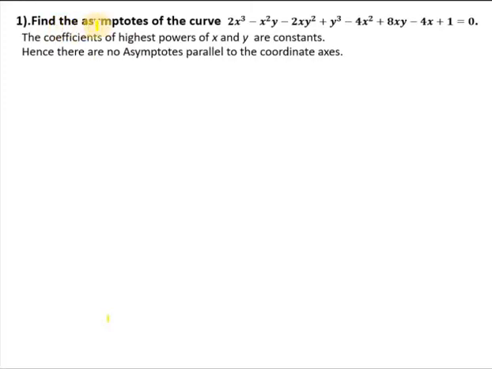First question. Find the asymptotes of the curve 2x cube minus x square y minus 2xy square plus y cube minus 4x square plus 8xy minus 4x plus 1 is equal to 0. Here, the highest powers of x and y are x cube and y cube. The coefficients of these terms, that is the coefficient of x cube is 2 and the coefficient of y cube is 1, so both of them are constants. So there are no asymptotes parallel to the coordinate axes. Why? Because the coefficients of the highest powers of x and y are constants.